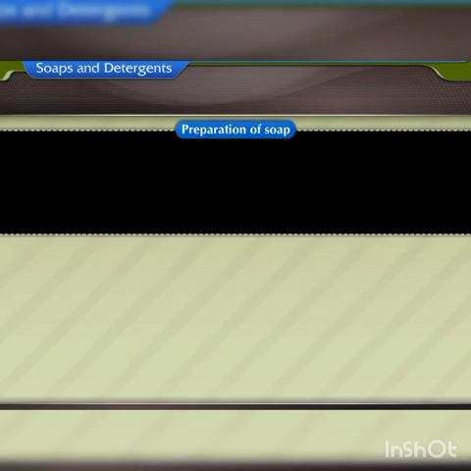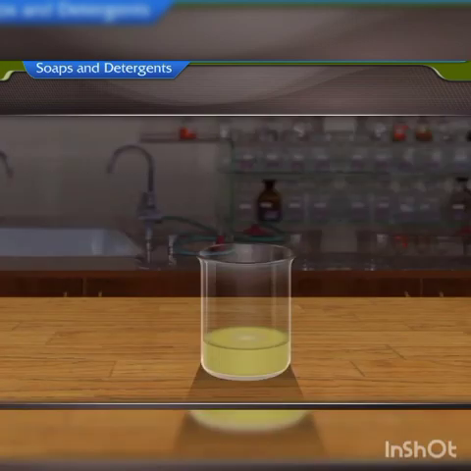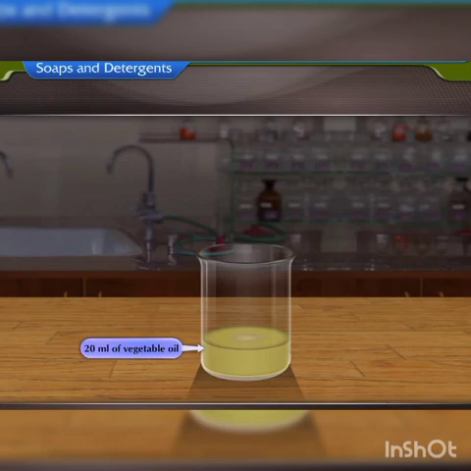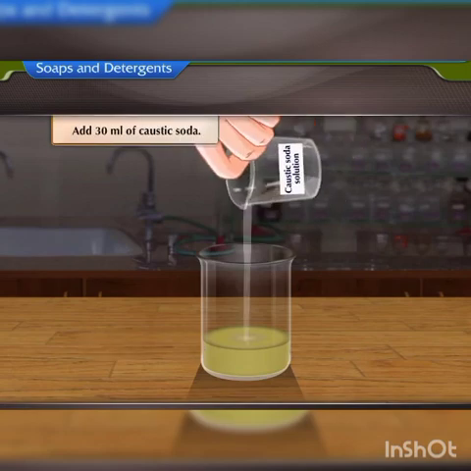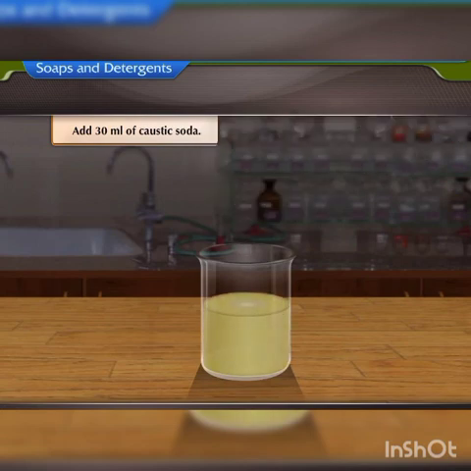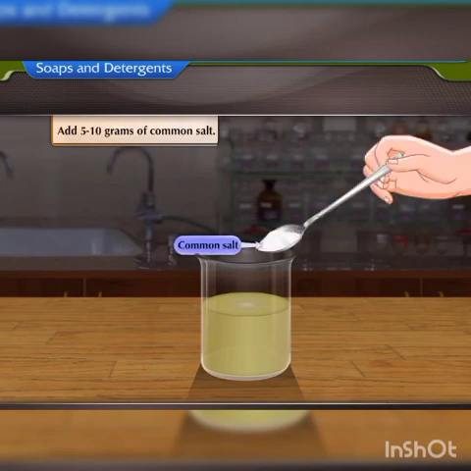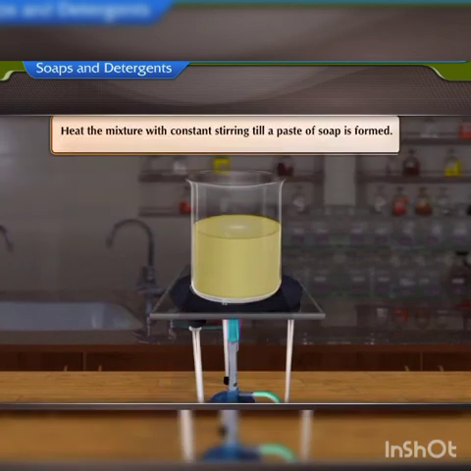Let us prepare soap using vegetable oil, caustic soda and common salt. Take about 20 ml of vegetable oil in a beaker. Add to it about 30 ml of caustic soda solution or sodium hydroxide solution. To this solution, now add about 5 to 10 grams of common salt. Now, heat the mixture with constant stirring till a paste of soap is formed.